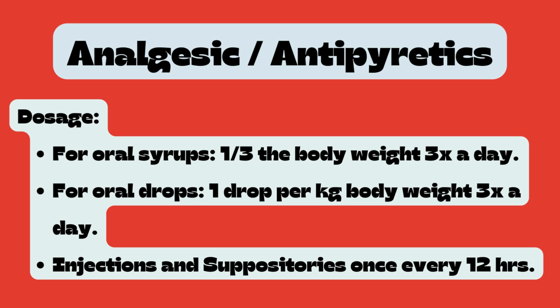For syrups, you use a third of the weight 3 times a day. So for example, if the child weighs 12 kilos, a third of that is 4, so you give 4 centimeters orally 3 times a day. If a child is 1 year old, it will weigh 10 kilograms, so a third of 10 is roughly 3.5 centimeters. So you can give them 3.5 centimeters per mouth 3 times a day or every 8 hours. Most medicines follow this dose.